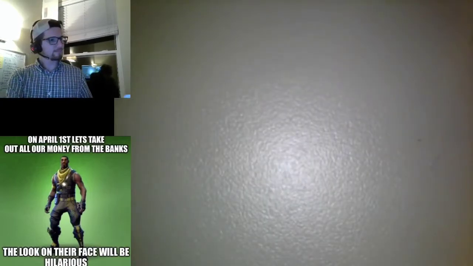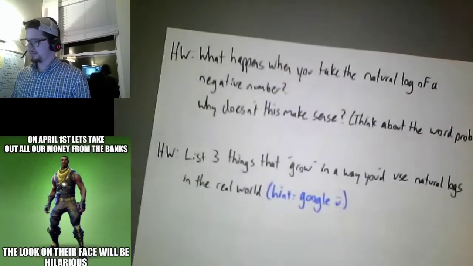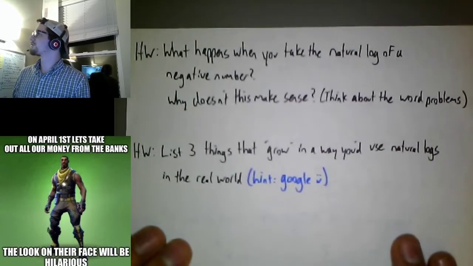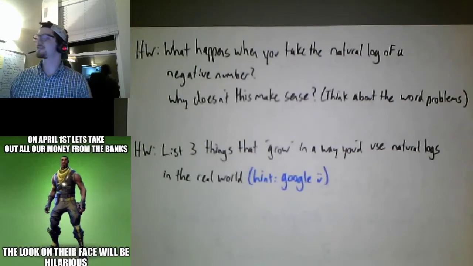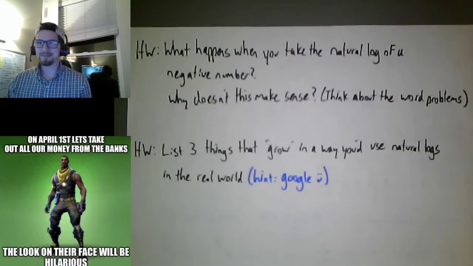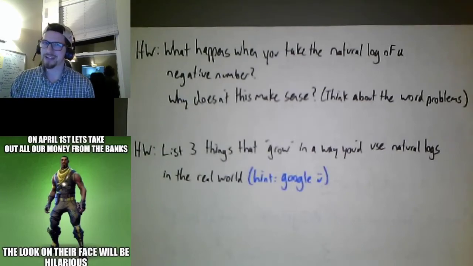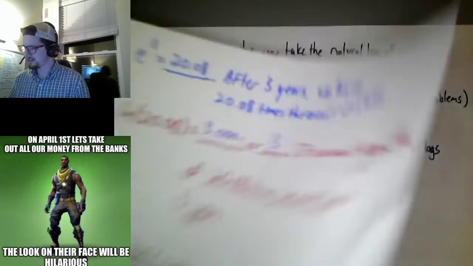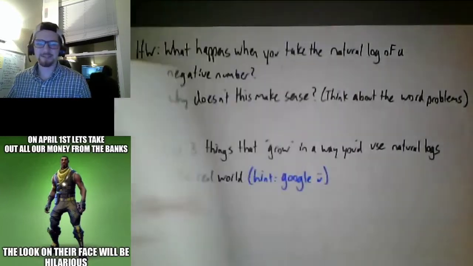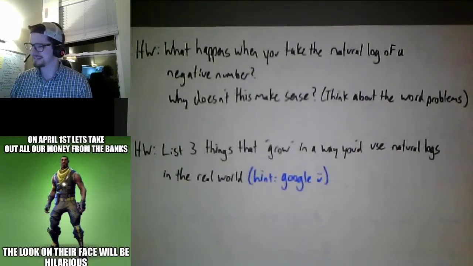Last thing, I've got 2 questions for you. Number 1, what happens when you take the natural log of a negative number? Try it in your calculator and see what happens. And then explain to me why it doesn't make sense. And if you're having a hard time answering that question, try to put it in a word problem. And if you can't put it in a word problem, sort of like this one, explain why it doesn't make sense as a sentence.